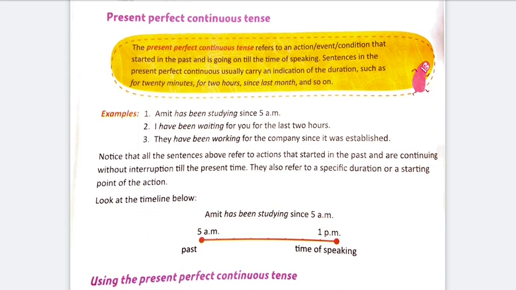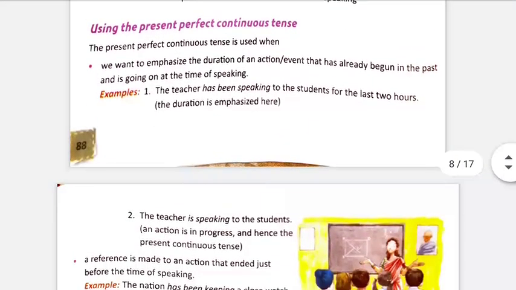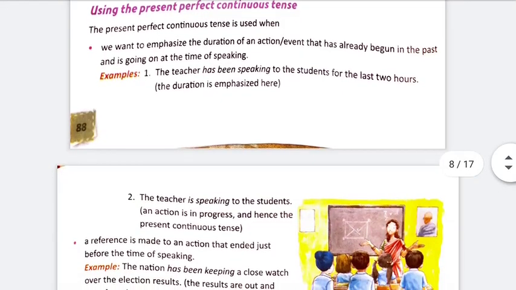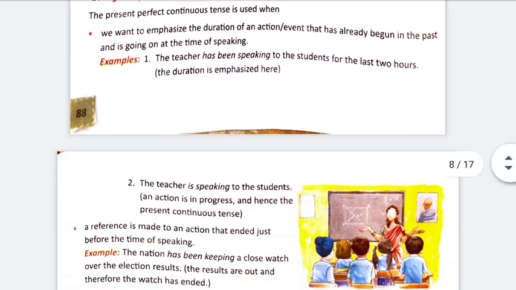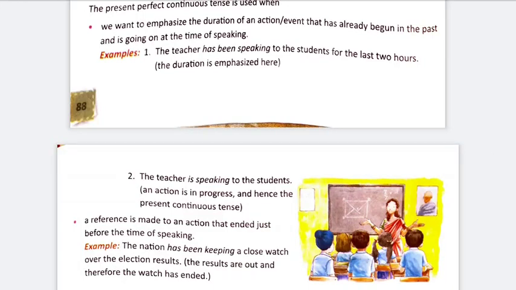Now, using the present perfect continuous tense. The present perfect continuous tense is used when we want to emphasize the duration of an action. For example, the teacher has been speaking to the students for the last 2 hours. So, speaking to the students, which word is here indicating duration? For. So here present perfect continuous tense is used, has been speaking, and duration for the last 2 hours.